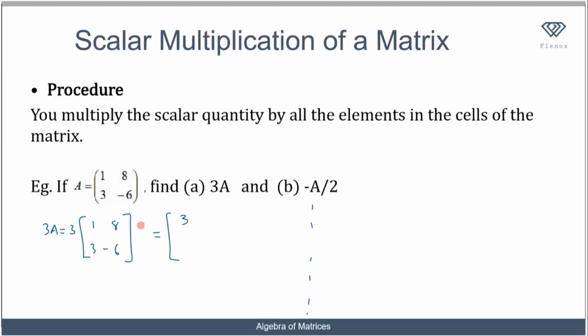So what are you going to have? 1 times 3 is 3. 8 times 3 is 24. 3 times 3 is 9. And 3 times minus 6 is minus 18.